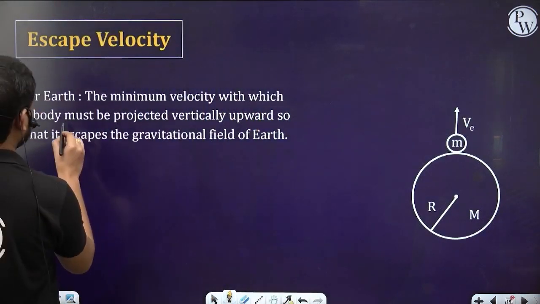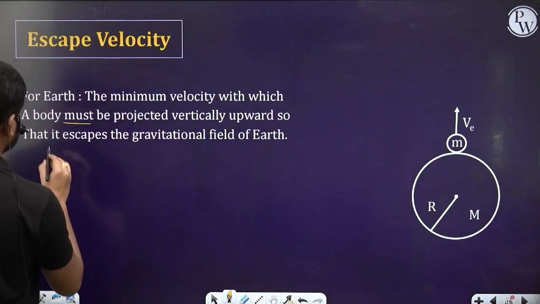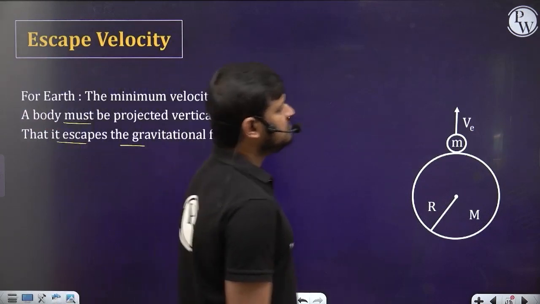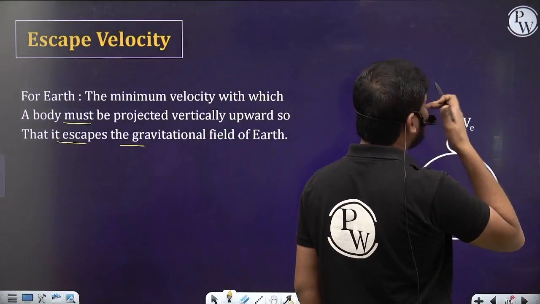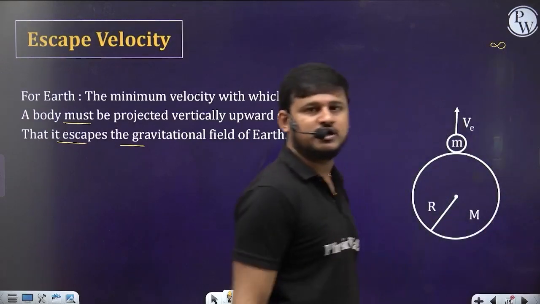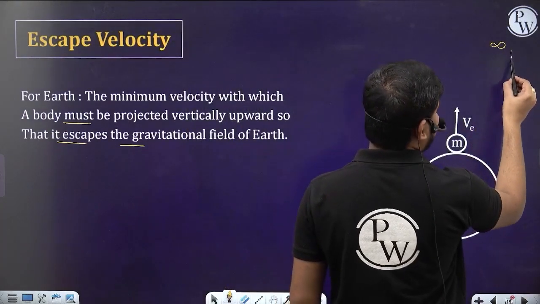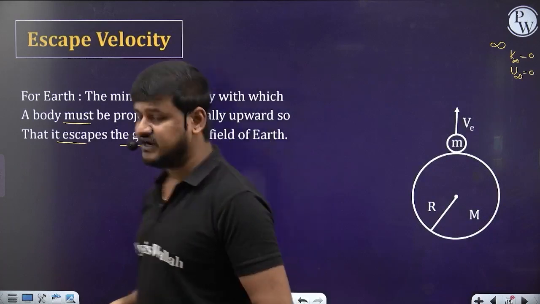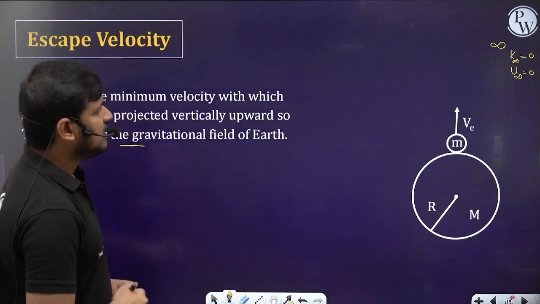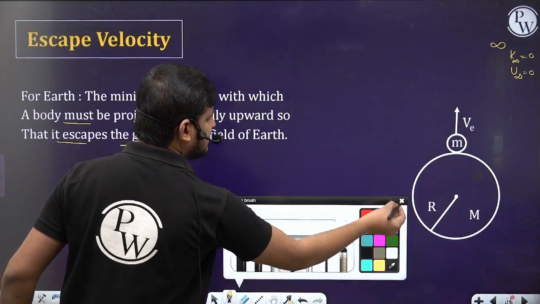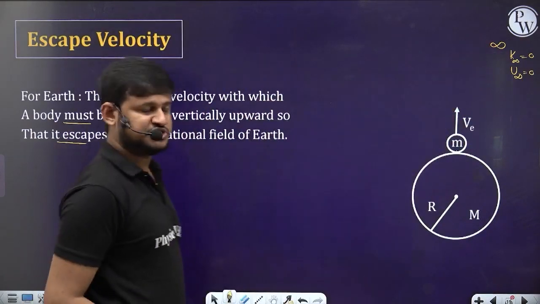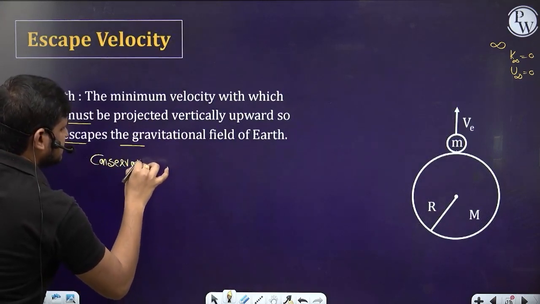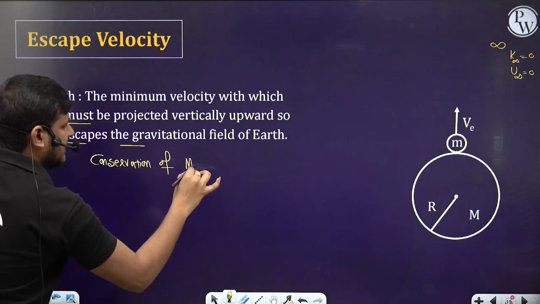So the minimum velocity with which a body must be projected vertically upwards so that it escapes the gravitational field of the earth. Escaping the gravitational field means reaching a very far distance. Let's suppose it is reaching some infinity point. At infinity the kinetic energy is considered to be 0, and the potential energy is also considered to be 0 at infinity. So let me apply the conservation of mechanical energy from initial position to the final position.